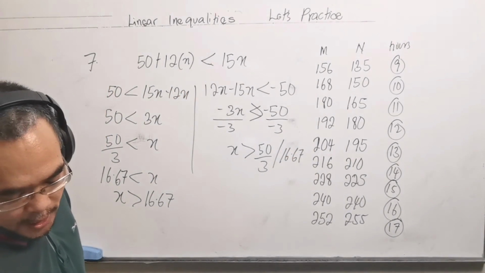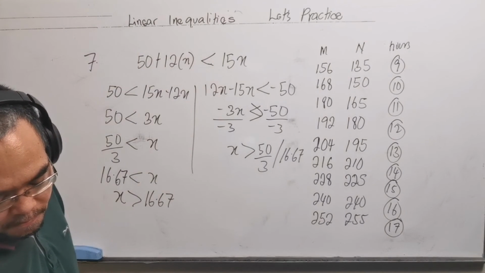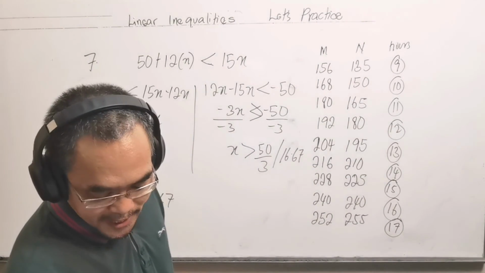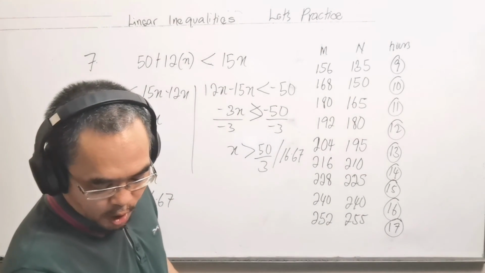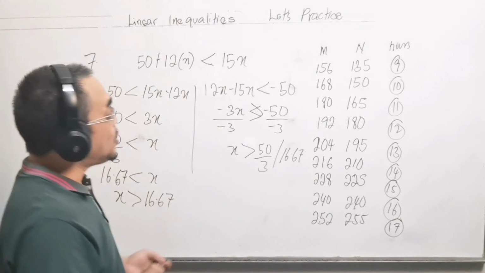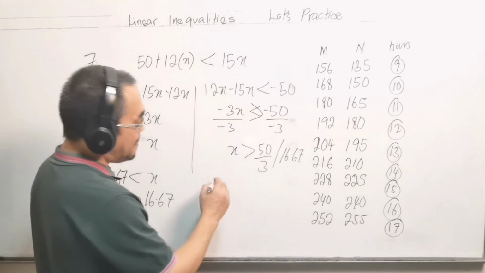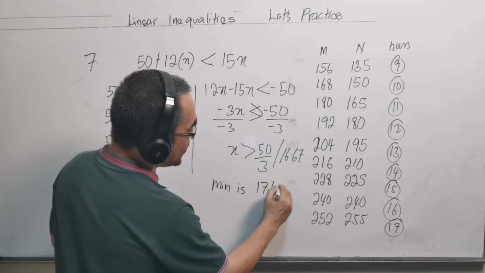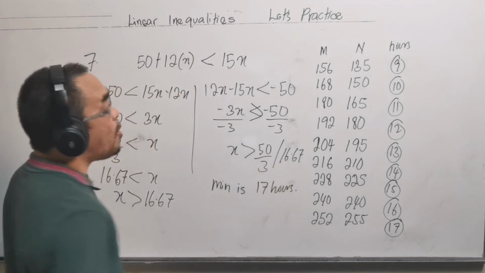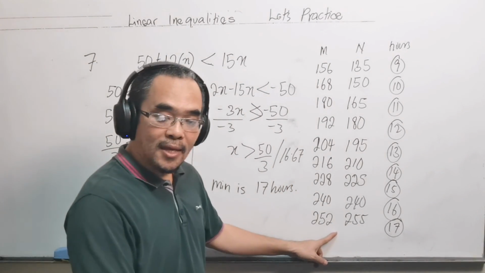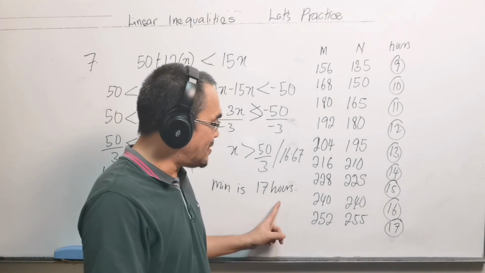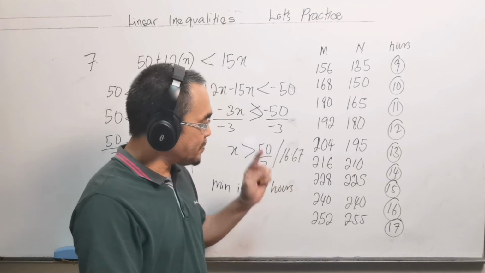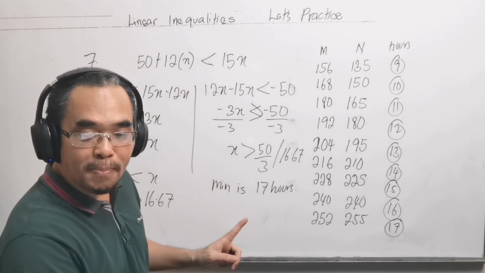Okay, so when a person enrolls as a new member, what is the minimum number of hours for the court rented in a year? The answer here is the minimum is 17 hours, because it's more than 16.67. Okay? The minimum is 17. That is the first time the total cost paid is less than a non-member.